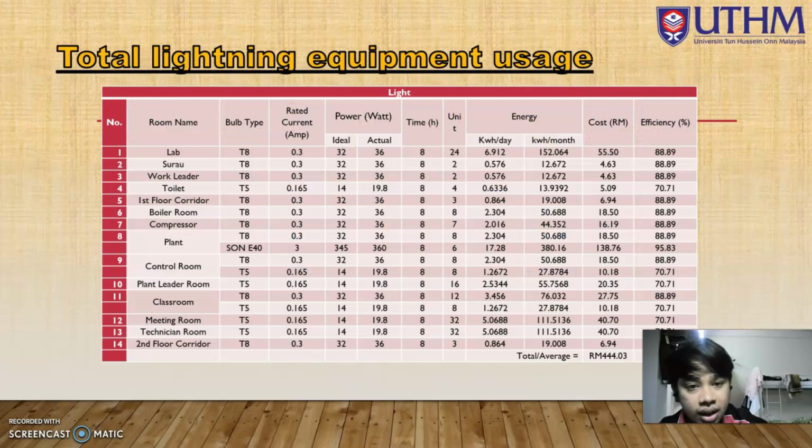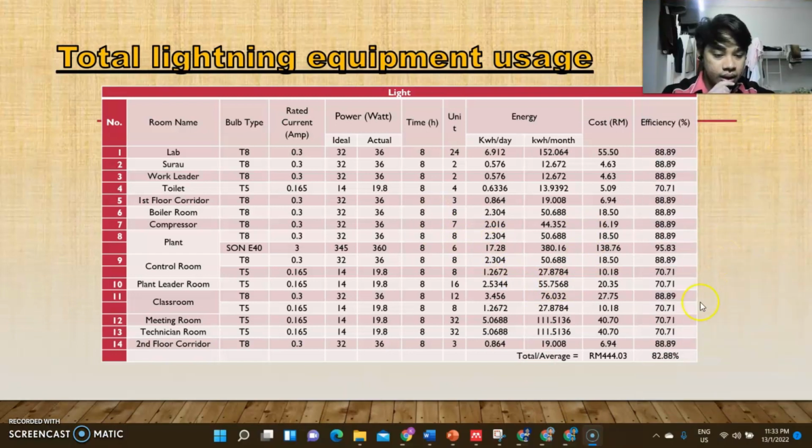So this is the total lighting equipment usage for the 8 hours. We can see that the total or average cost used for 8 hours for 14 days is around 444 ringgit Malaysia. The efficiency percentage is 82.88%.